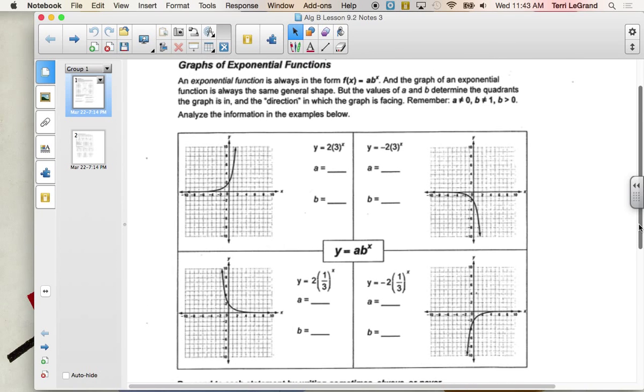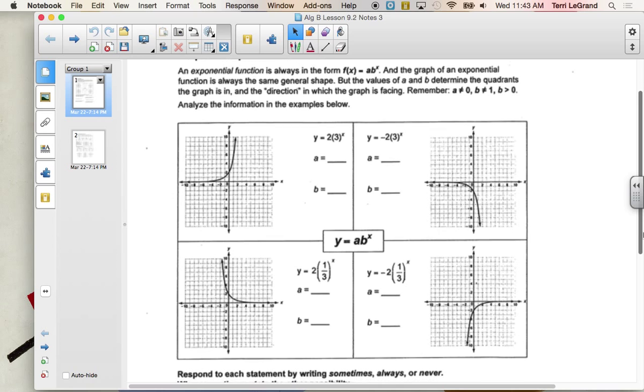Continuing on in lesson 9.2, now we're going to talk about the graphs of exponential functions. So they have 4 graphs already here for us, and we're going to identify, from the equation itself, those parts we already know how to identify, and then we're going to make a relationship between those A's and those B values with what actually happens on the graph.